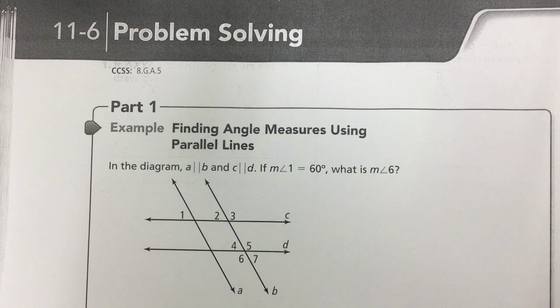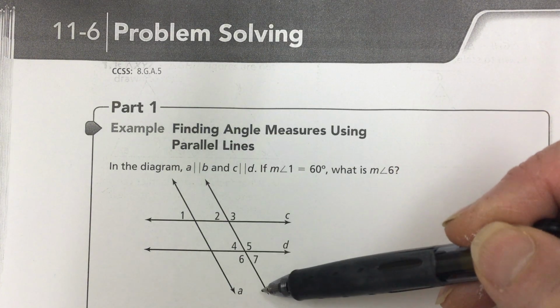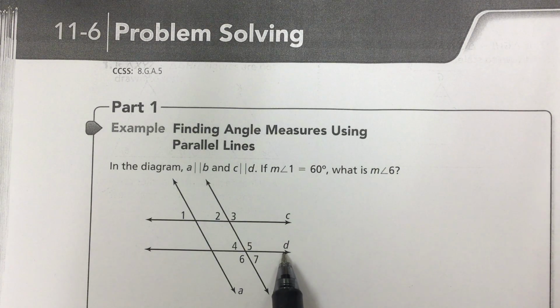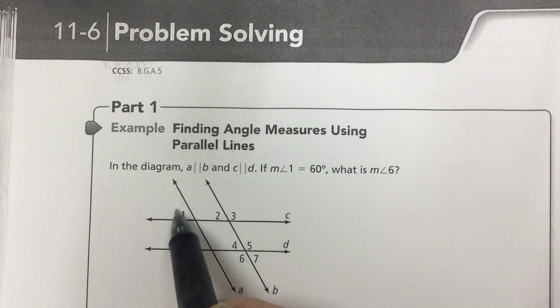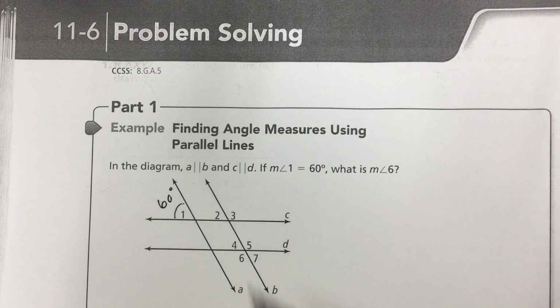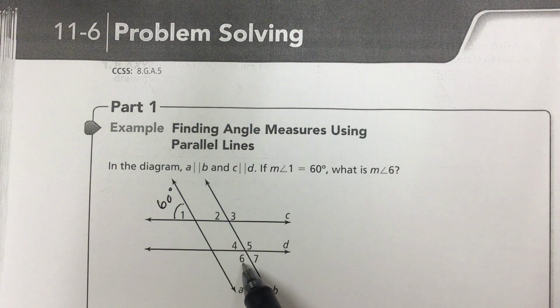Section 11-6, problem solving. Let's look at this example. Finding angle measures using parallel lines. In the diagram, line A is parallel to line B, and line C is parallel to line D. The measure of angle 1 is 60 degrees. What is the measure of angle 6?